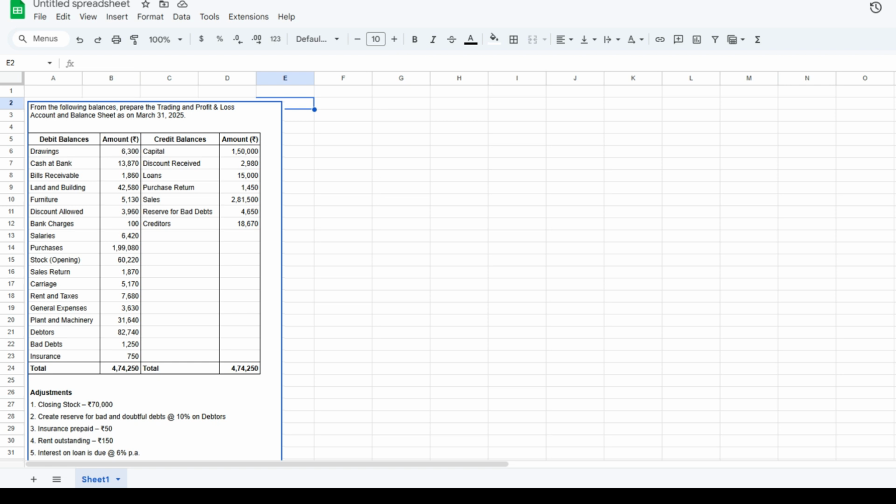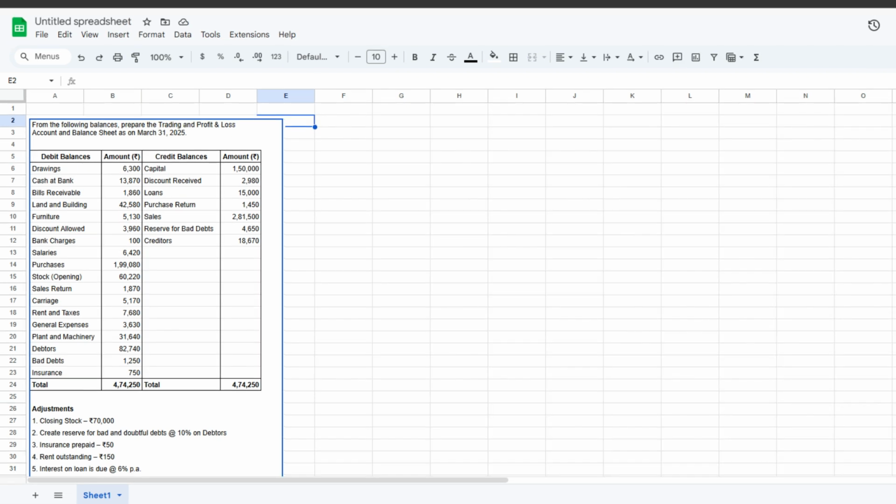2,980, loans 15,000, purchase return 1,450, sales 2,81,500, reserve for bad debts 4,650, creditors 18,670. And there are adjustments: closing stock 70,000, create reserve for bad and doubtful debts at 10% on debtors, insurance prepaid 50, rent outstanding 150, interest on loan is due at 6% per annum. So let's start recording. First we will record debit and credit balances, and for adjustments we will record the entries twice.